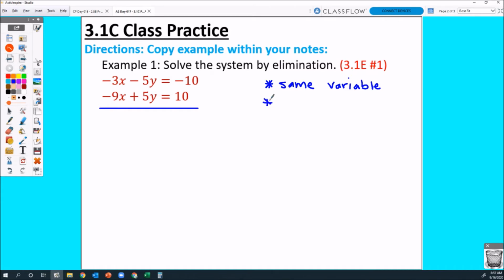Once you identify you're working with the same variable, make sure to see if they have the same number. And then after that, if they have the same number, make sure they have opposite signs.